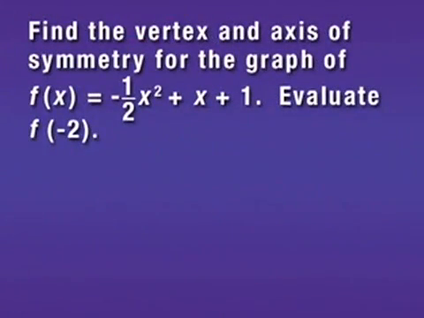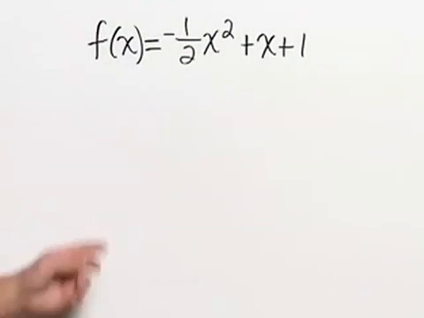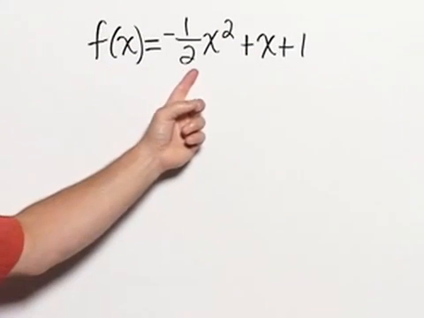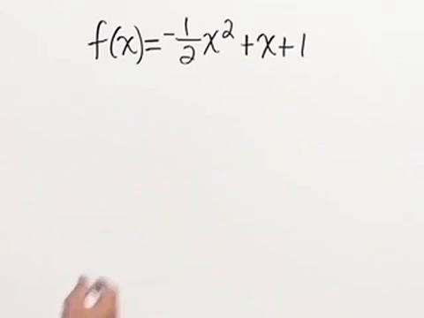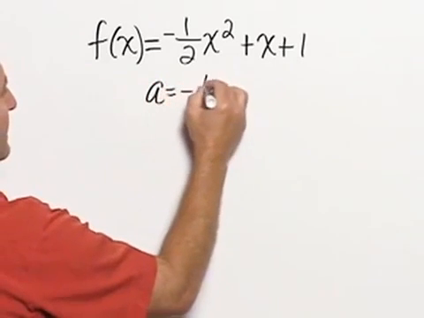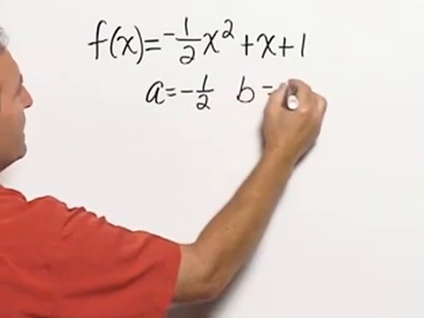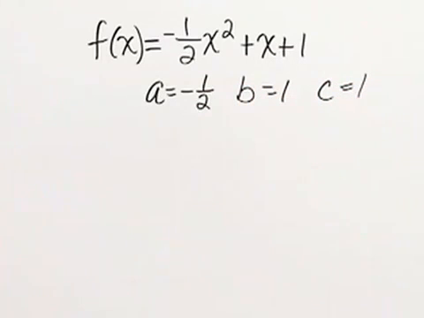Find the vertex and axis of symmetry for the graph of f of x equals negative 1/2 x squared plus x plus 1. Evaluate f of negative 2. So here we have f of x equals negative 1/2 x squared plus x plus 1. And that means that a is equal to negative 1/2, b is equal to 1, and c is equal to 1.